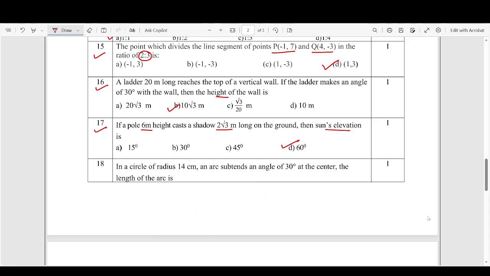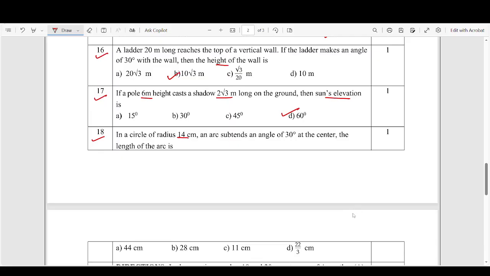Now let's see question number 18. In question number 18, it is written that in a circle of radius 14 centimeter, an arc subtends an angle of 30 degree at the center. The length of the arc is, we have to find the length of the arc and the options are given. Okay, so we know that if there is a circle and there is an arc which subtends an angle of 30 degrees, suppose this is the arc and it subtends an angle of 30 degree at the center. So this is 30 degree, and the radius is given as 14 centimeter. We have to find the length of the arc.